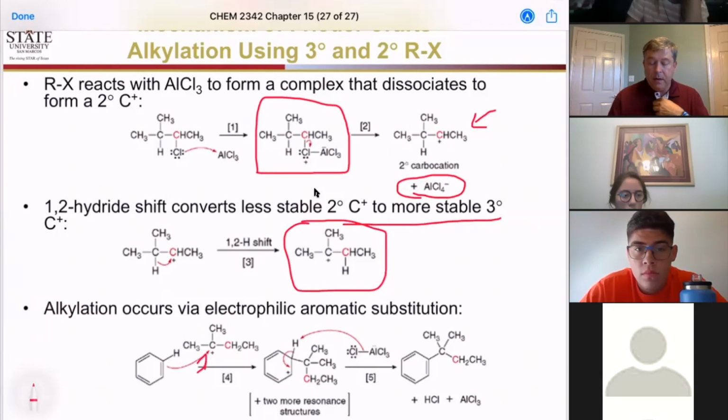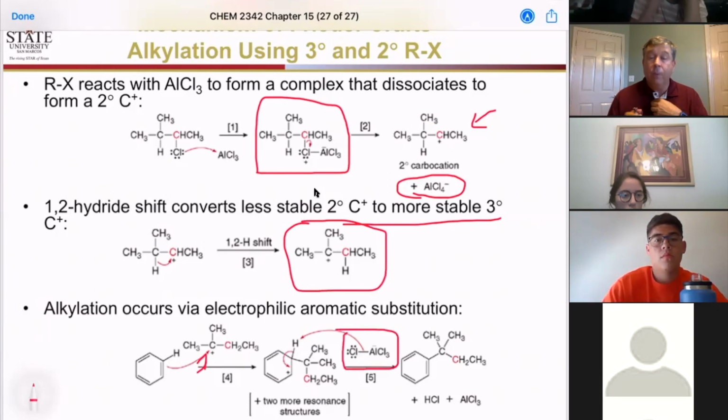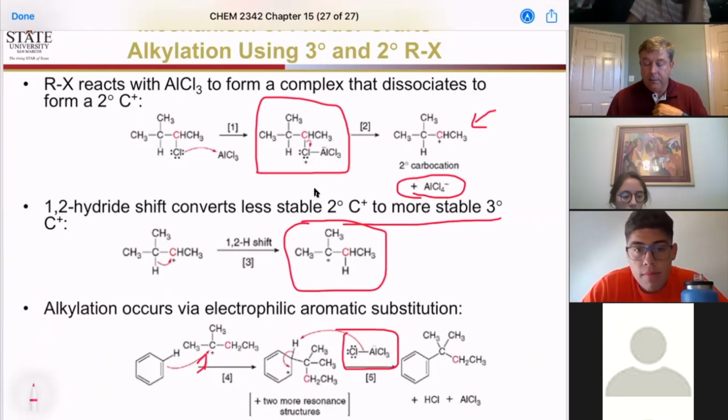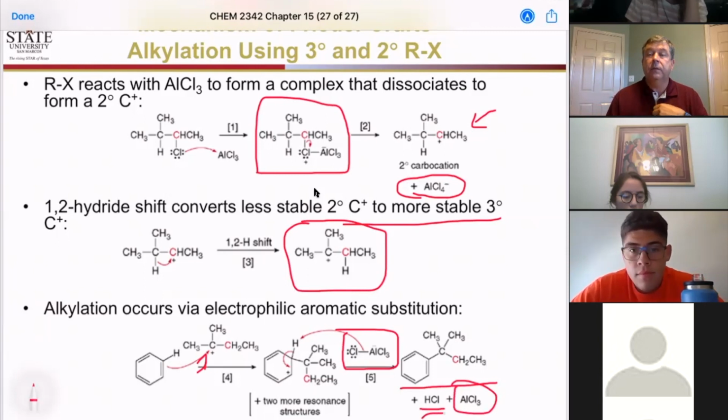And then our aluminum chloride 4 minus comes in as our Lewis base, pulls the proton off, and then re-aromatizes the ring, regenerates our aluminum chloride, and liberates one equivalent of the acid halide, in this case, HCl. Okay, so again, every step that we saw is the same in the previous reactions, except for the possibility of a carbocation rearrangement.